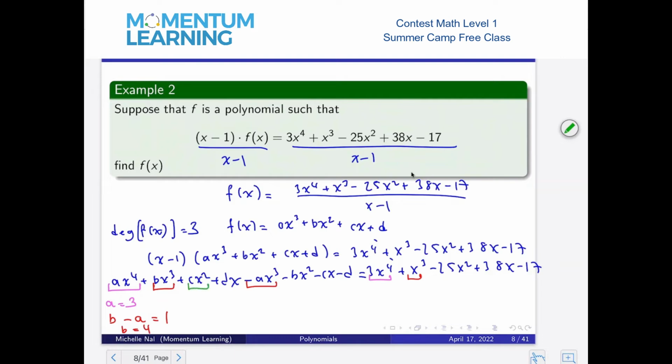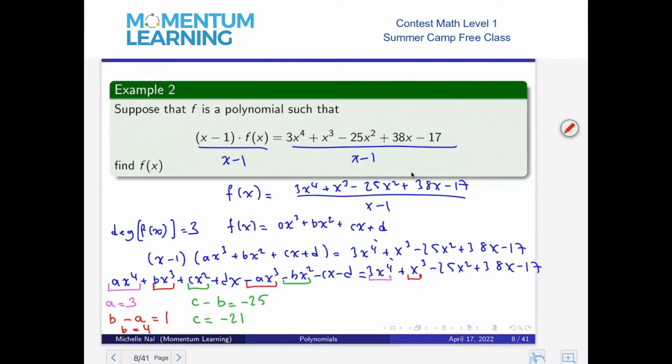Now let's take a look at x squared. So we know that c minus b is equal to negative 25. Remember, b was 4. So that means c is going to be equal to negative 21.